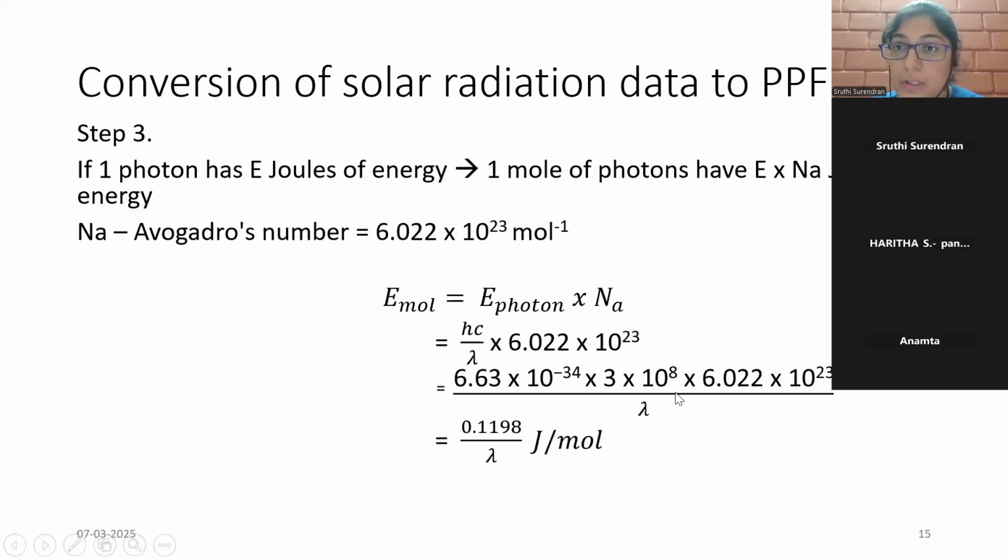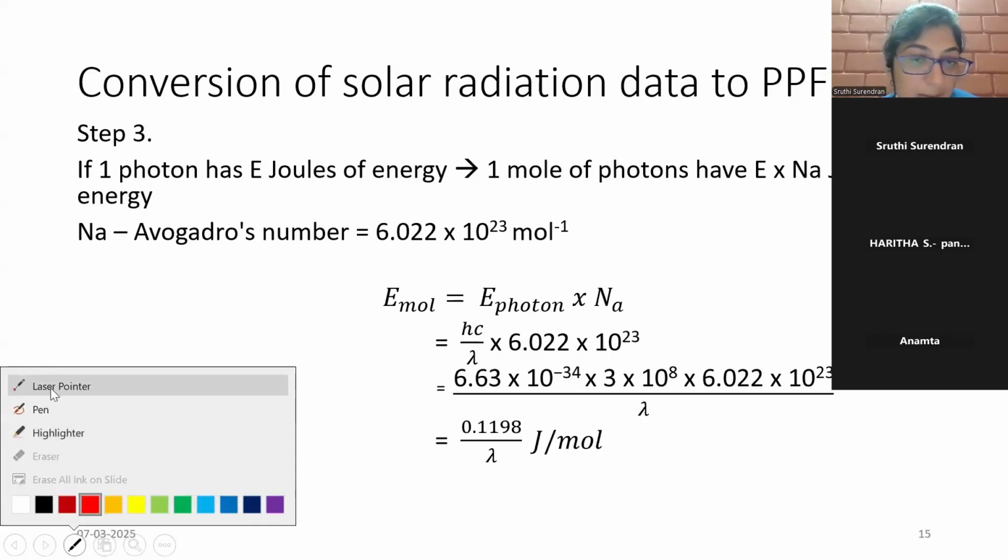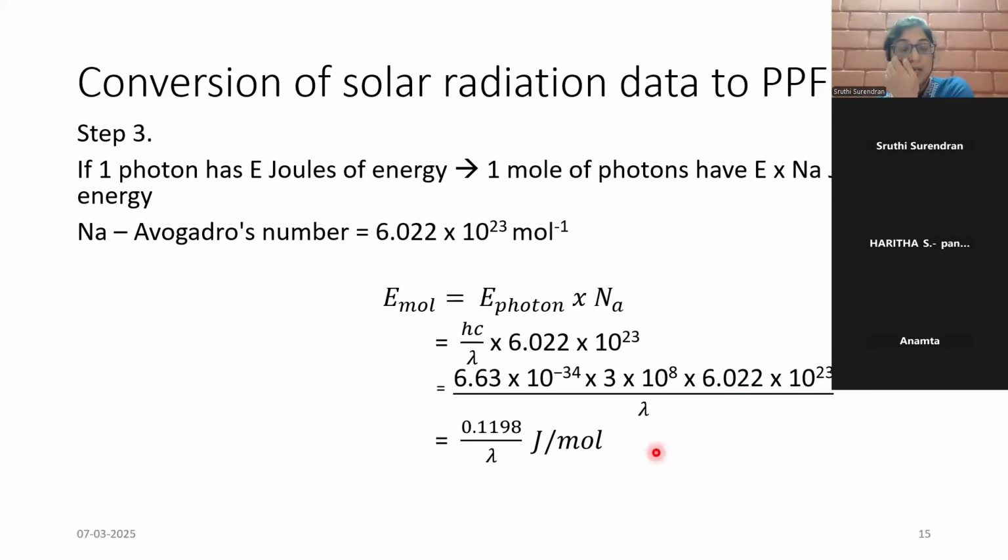When we substitute the Avogadro's number, the Planck's constant, and the velocity of light in this equation, we get that the energy of a mole of photons is going to be 0.1198 by lambda. Now we don't know lambda because it is a spectrum, 400 to 700 nanometers. So it can be either 400 or 450 or 500 or 550, any of it. So we keep this as lambda itself, but we have the values of all other constants in this equation.